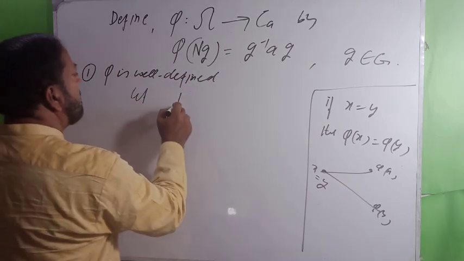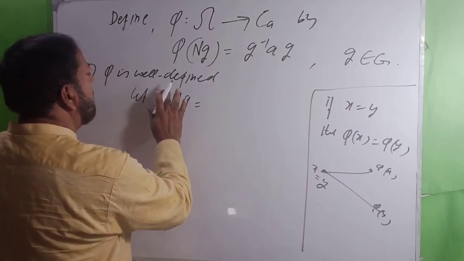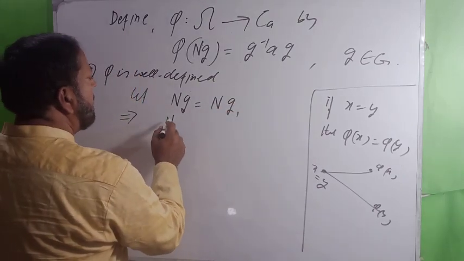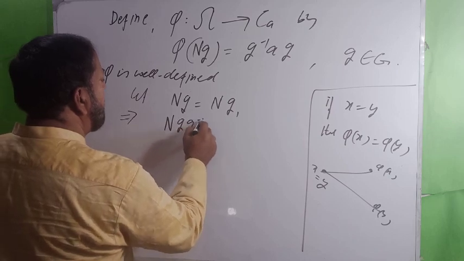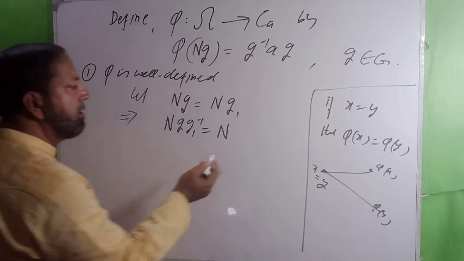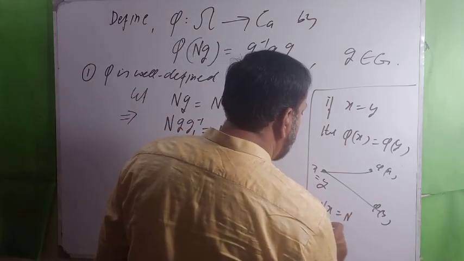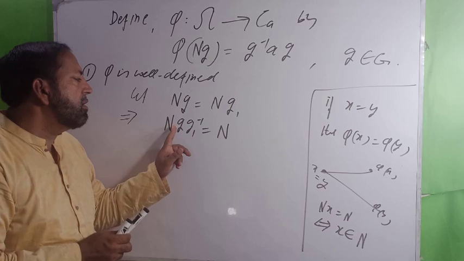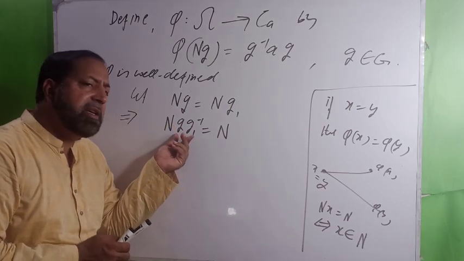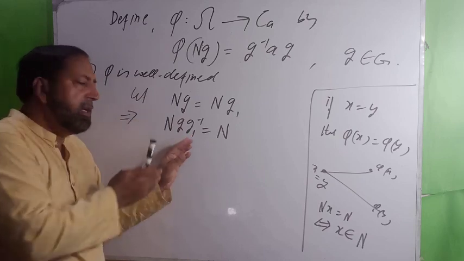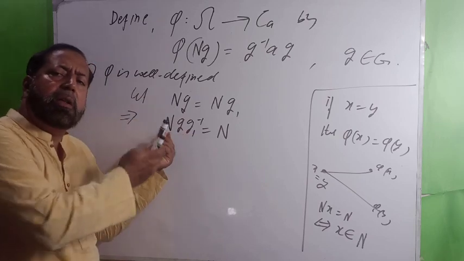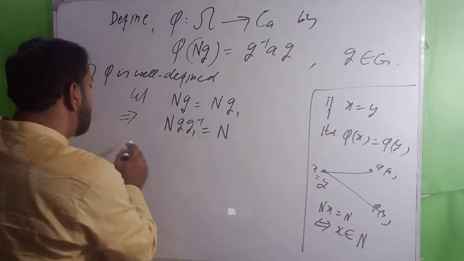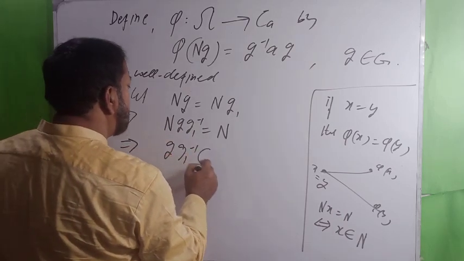So let Ng is equal to phi, Ng is equal to Ng1. This means that Ng1 inverse is equal to N, and you know that it's a very basic idea. If nx is equal to n, this holds if and only if x belongs to N. You are multiplying with an element and the answer is n. This means that this element is absorbing in N. By the closure law, you are multiplying with all the elements from the right side and getting N. This means that this is an element of N. So this means that g1 inverse belongs to N.